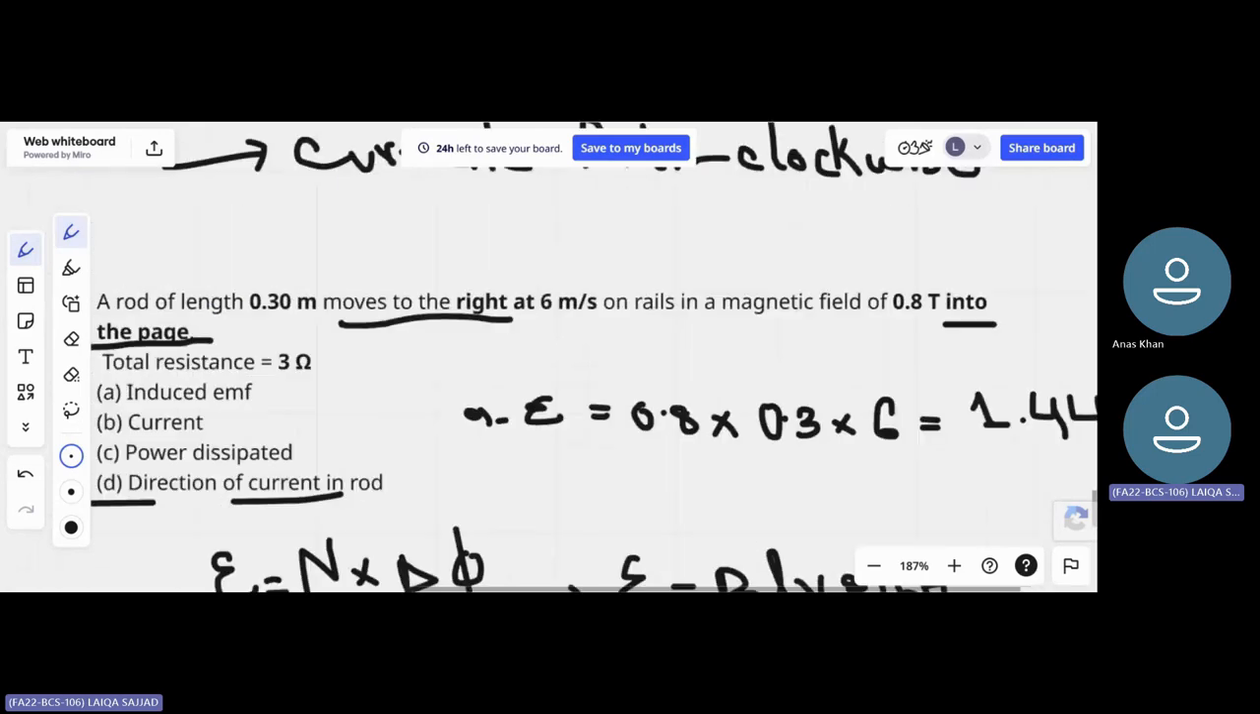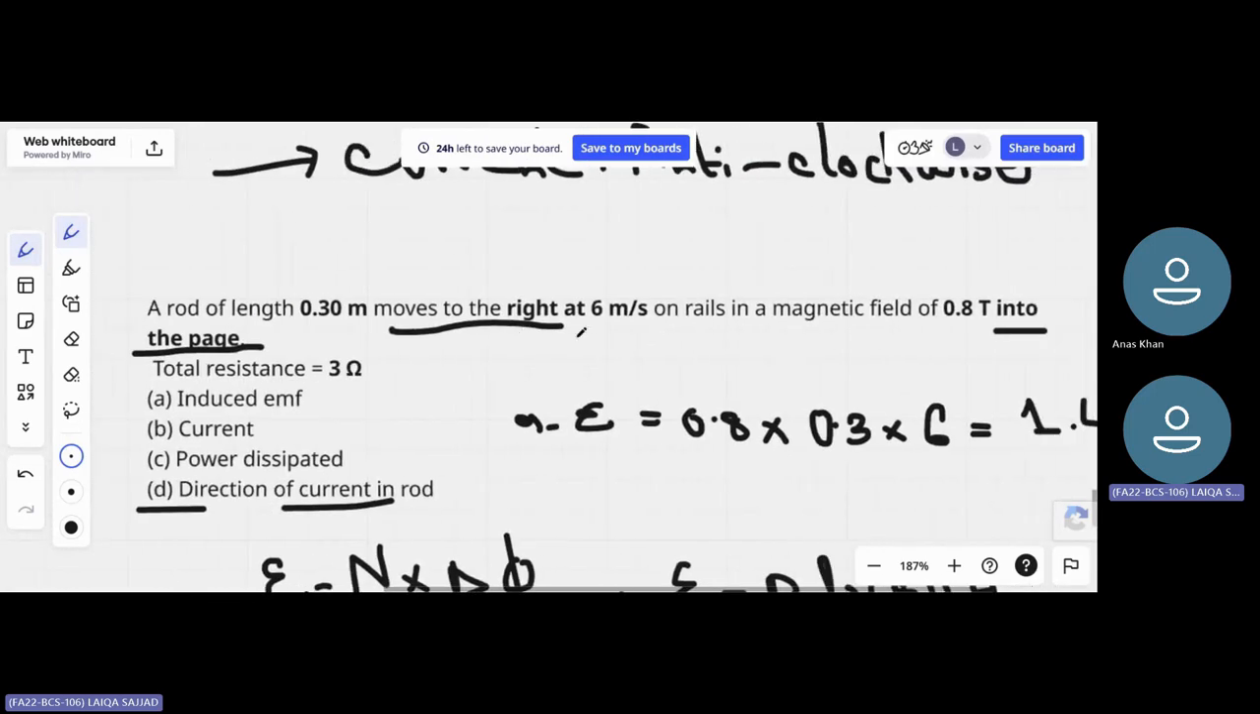You are given the direction of motion, which is towards the right, and the direction of the magnetic field, which is into the page. What would be the direction of the current? Motion is towards the right, so you have to point your thumb in the direction of the motion, towards the right. Then you have to point your index finger into the page, towards the screen, because the field is into the page.